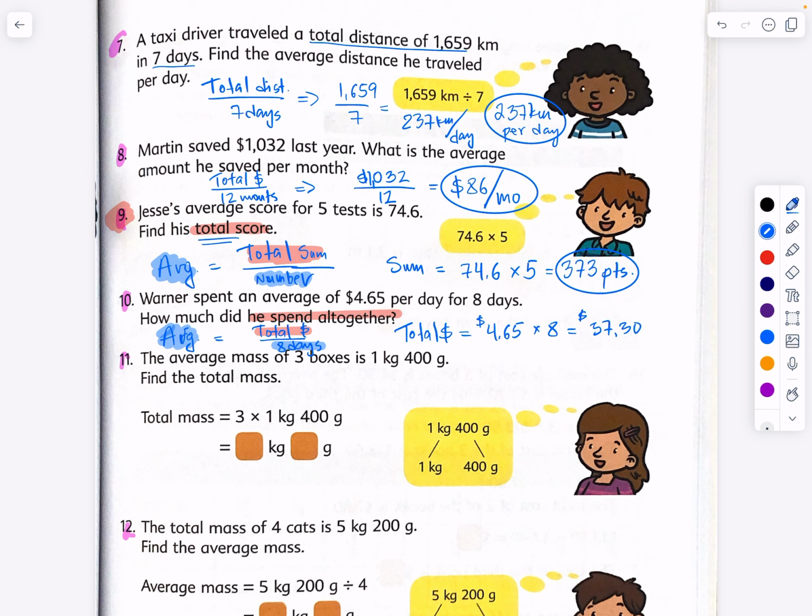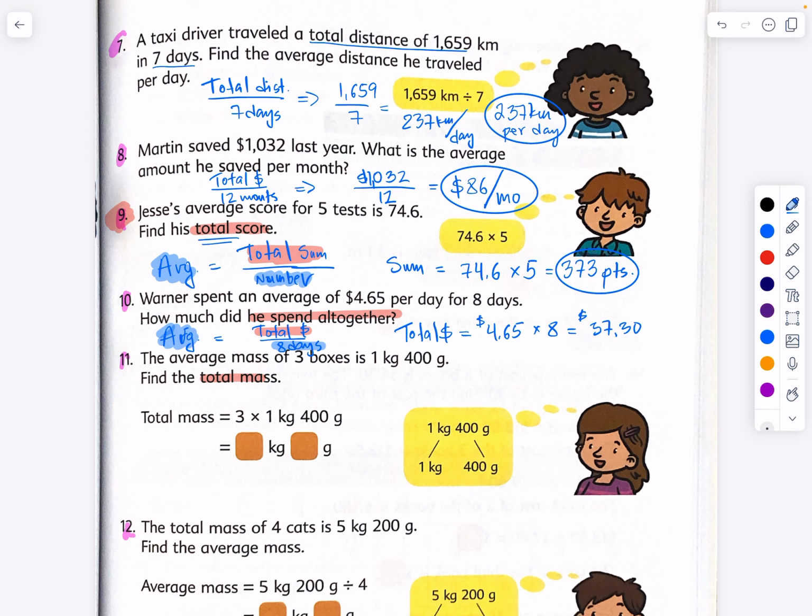$37.30. Next problem. The average mass of 3 boxes is 1 kilogram, 400 grams. Find the total mass. Again, we are given the average. What is needed to be found here? The total mass. Just like in problem 9, find the total score. In problem 10, how much did he spend altogether? In number 11, they're asking us, what is the total mass?